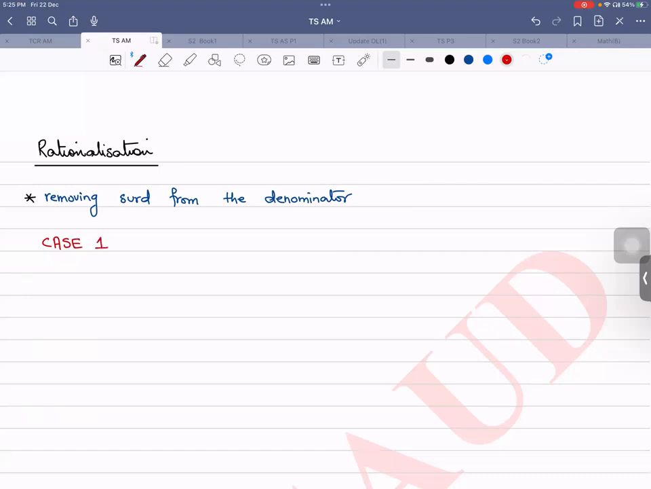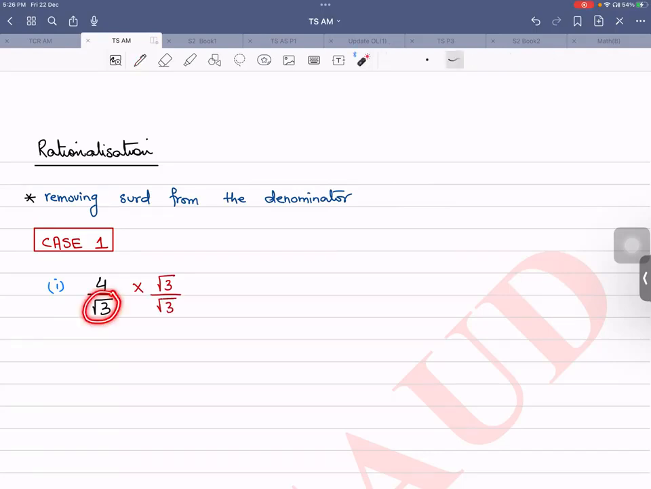Case number one, when we have only one surd in the denominator, only one term in the denominator. For example, 4 upon square root 3. If I want to get rid of the surd in the denominator, what I do is I am going to multiply with the denominator and divide with the denominator.